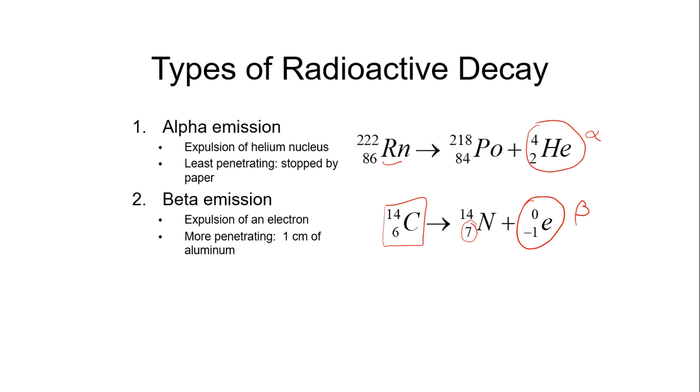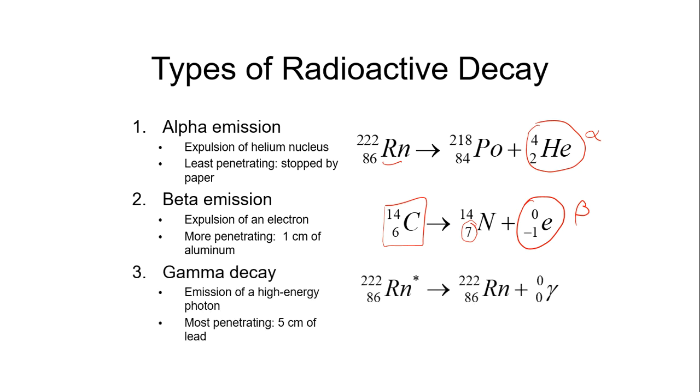Now, this type of radioactivity is far more penetrating. It would not be stopped by a piece of paper. In fact, this electron or beta particle would penetrate at least 1 centimeter into a brick of aluminum. So it penetrates much further into materials.